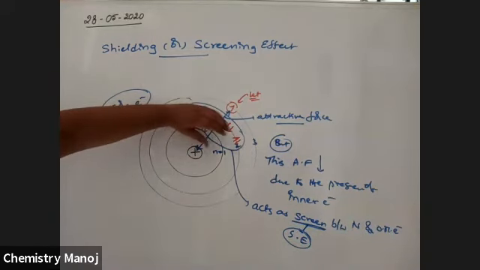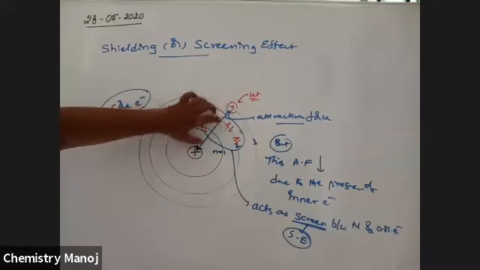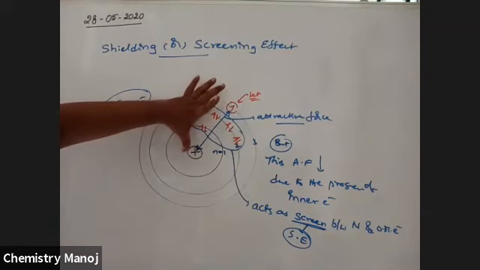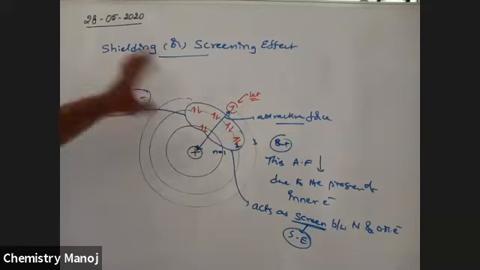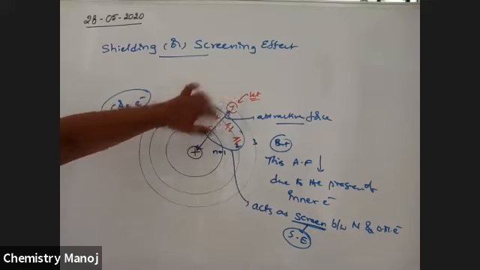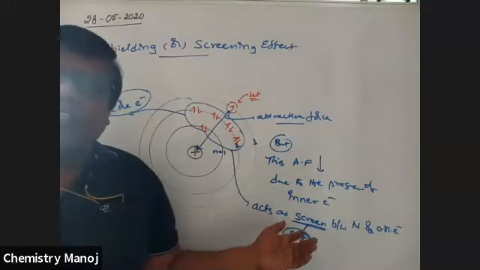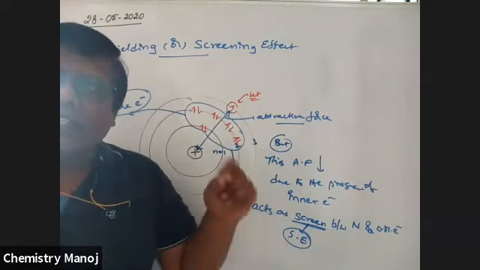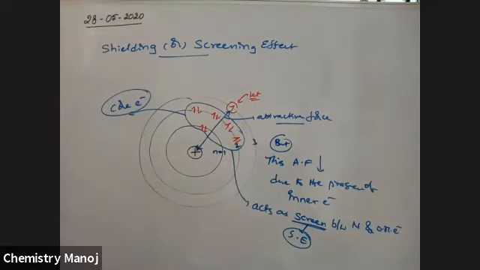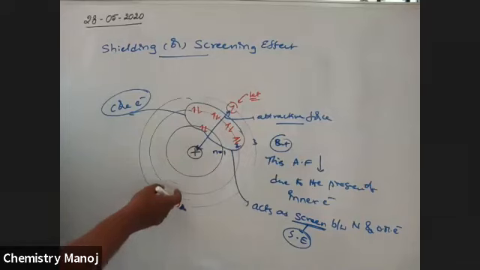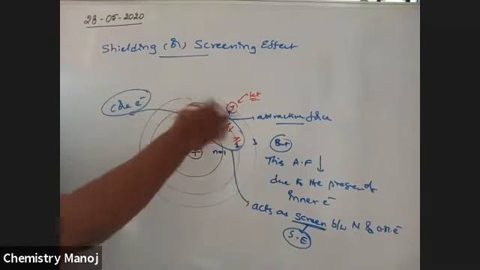That means the more the core electrons, the less the attraction between them. Less the core electrons, more the attraction between them. So as the screening effect increases, attraction decreases. As the number of inner electrons increases, the screening effect increases and attraction decreases. As the number of inner electrons decreases, the screening effect decreases and attraction increases.